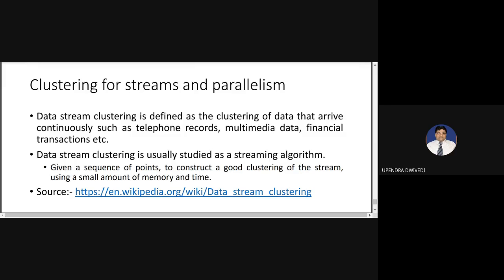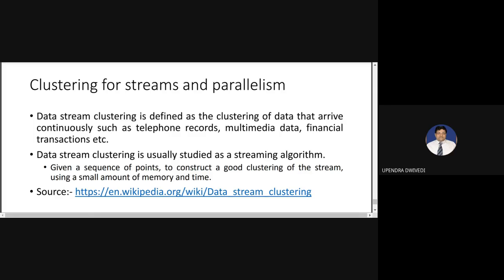Data stream clustering is defined as the clustering of data that arrive quickly, such as telephone records, multimedia data, and financial transactions. Suppose you want to find out the telephone records related to a particular duration. You can cluster all the information that is generated in that particular duration, or in a certain time.